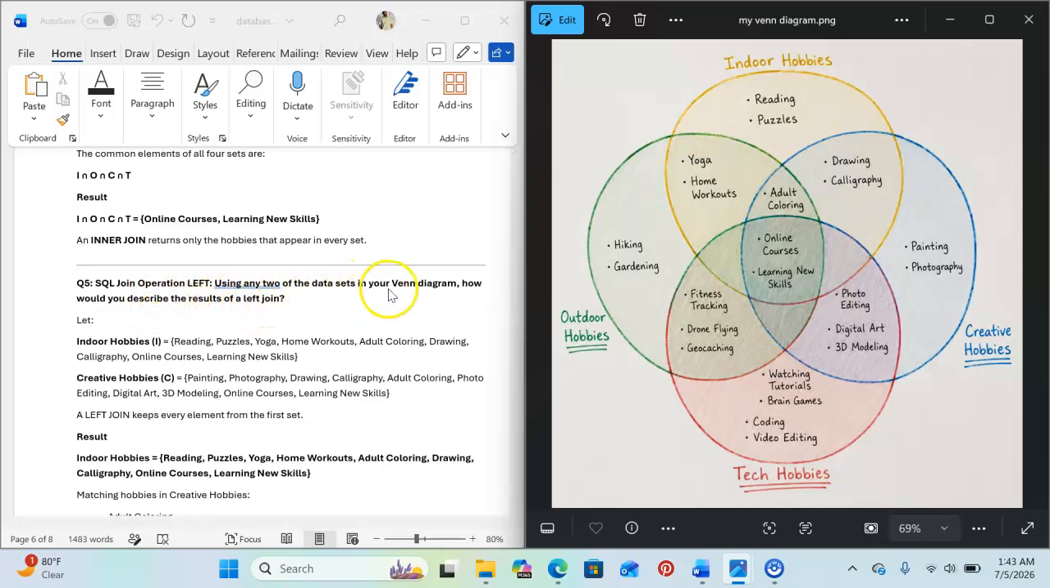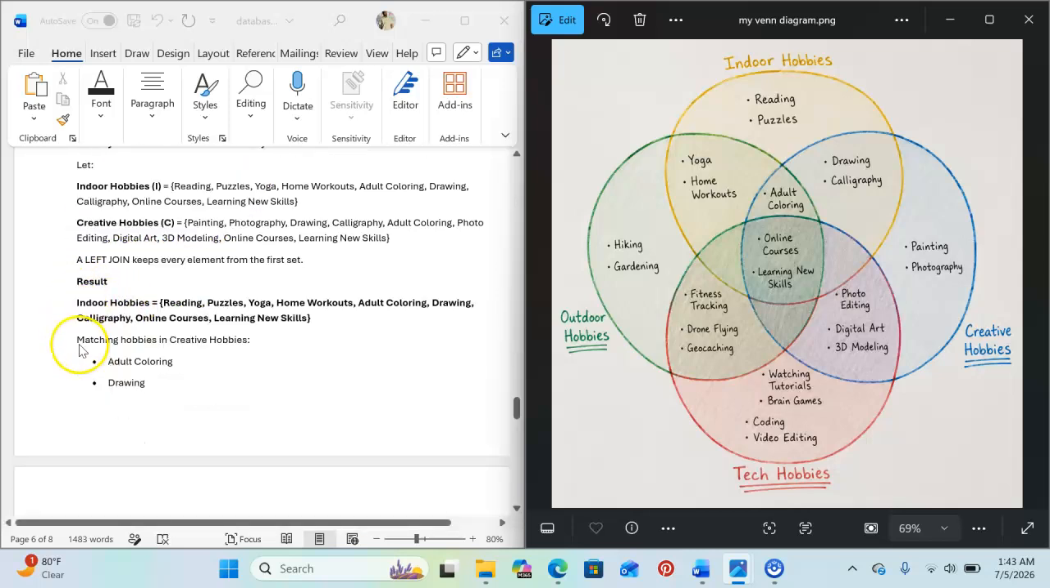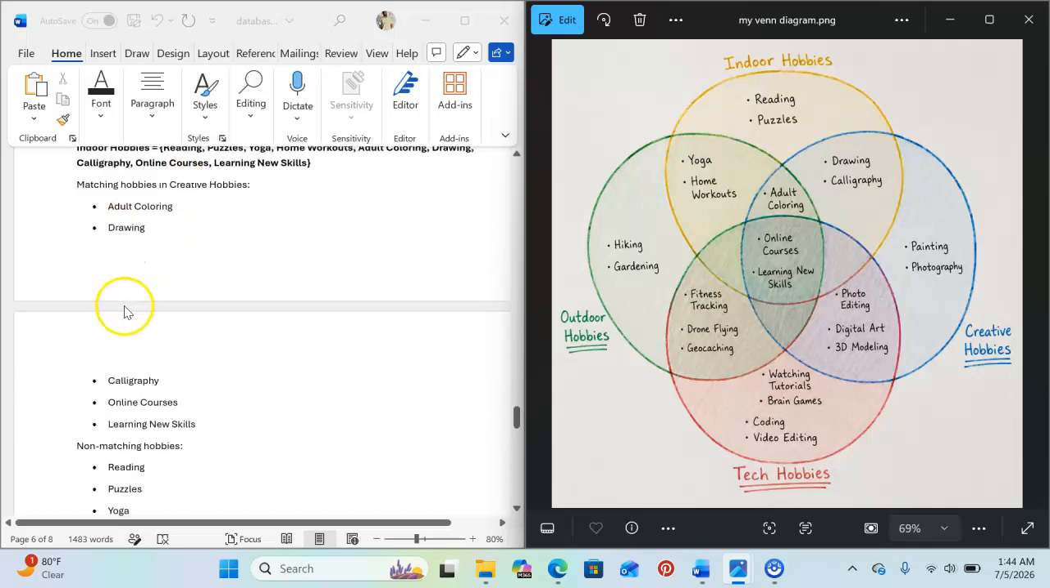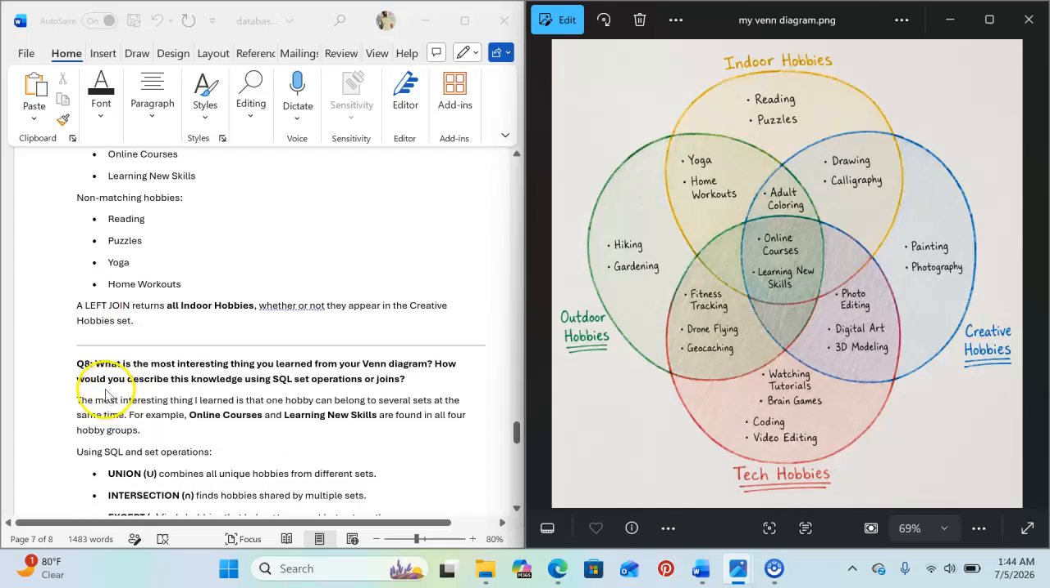Using any two of the data sets in the Venn diagram, how would you describe the result of the left join? So here we use indoors hobbies and creative hobbies, and looking at their members, our result was reading, puzzles, yoga, home workout, adult coloring, calligraphy, online courses, and learning new skills. Matching hobbies in creative hobbies are adult coloring, drawing, calligraphy, online courses, and learning new skills. And non-matching hobbies are reading, puzzles, yoga, and home workout. So a left join returns all hobbies, whether or not they appear in the creative hobby set.